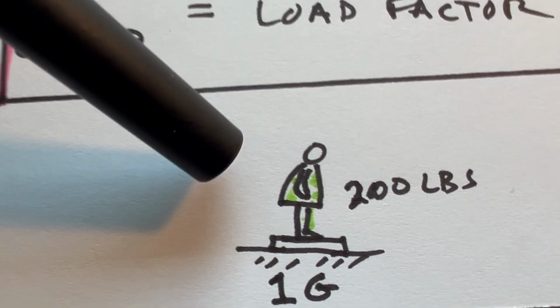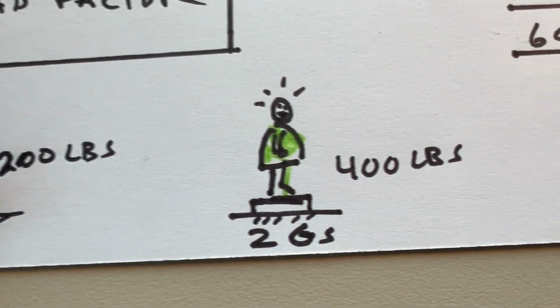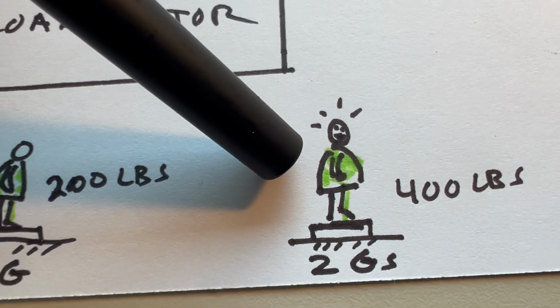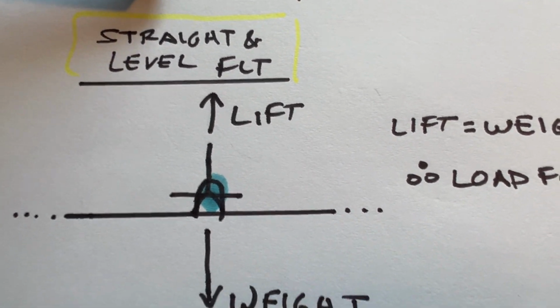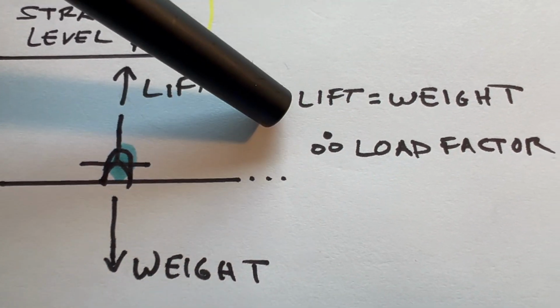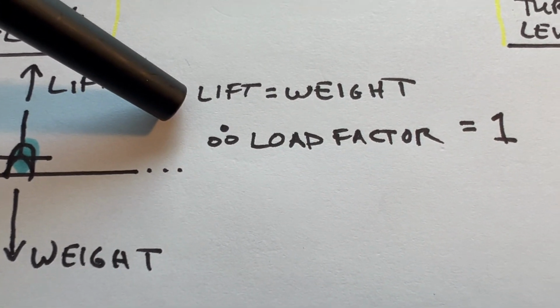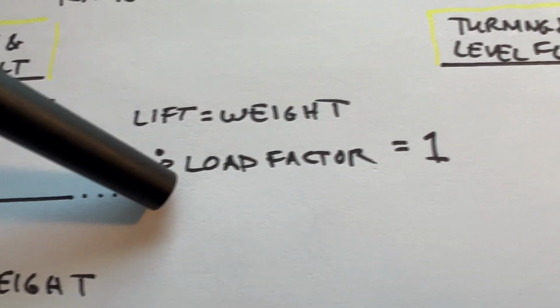If you weigh 200 pounds, that's at 1 G. At 2 G's, you'll weigh twice as much, or 400 pounds. On the scale, anyway. In straight and level flight, lift is equal to weight. And because lift divided by weight is 1, the load factor is 1.